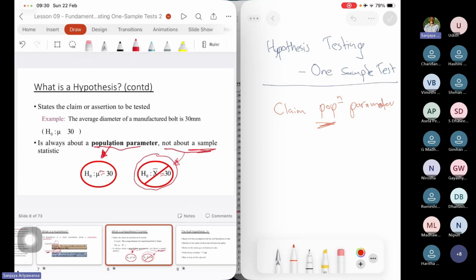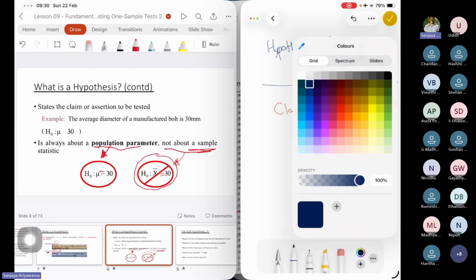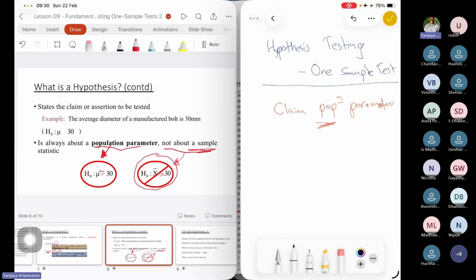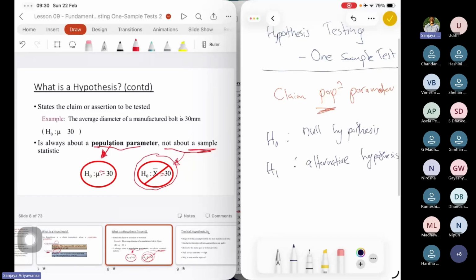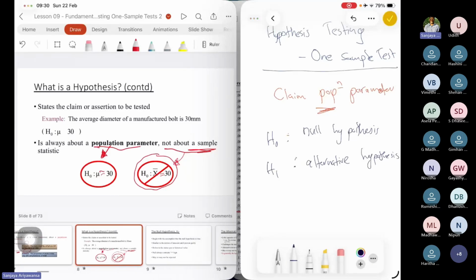So when you take a hypothesis, there are two hypotheses that we note down. One is the null hypothesis, which is H naught. This is called the null hypothesis. And the other one is the alternative hypothesis. The recording for this is also available. I made it available.